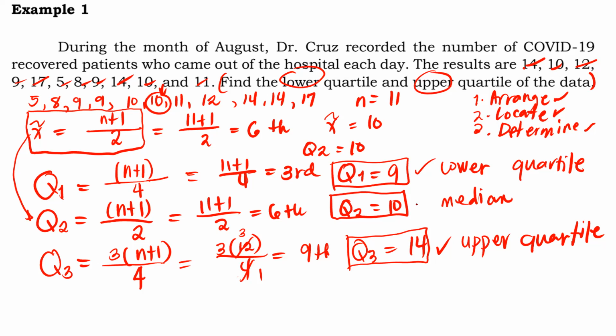None, po. So, we'll do the same using other data. But what did you notice about our N here? Our N here is 11. Our N is 11, and that is an odd number.